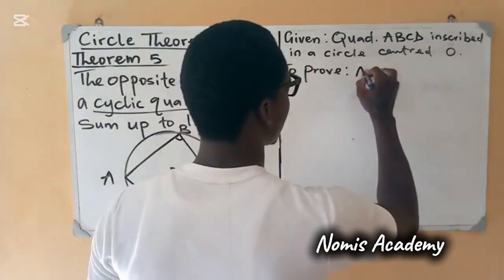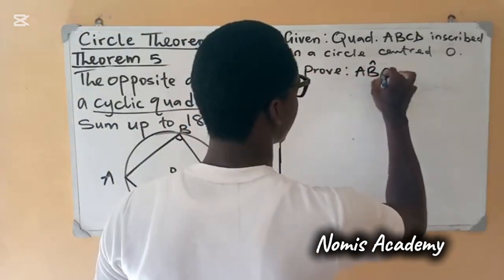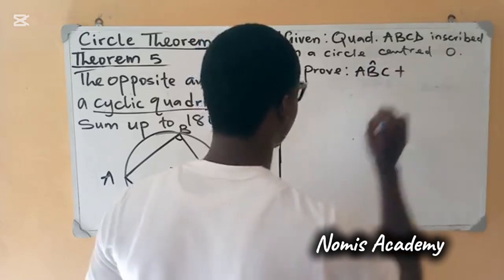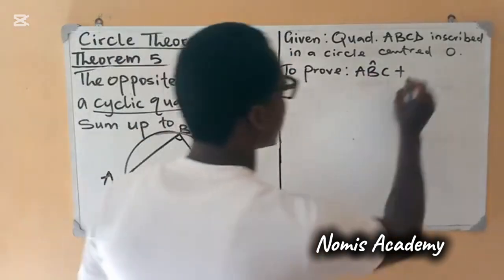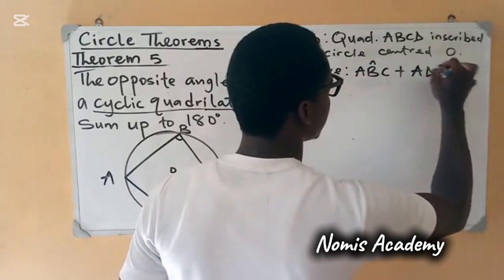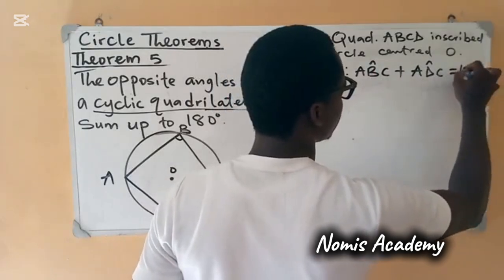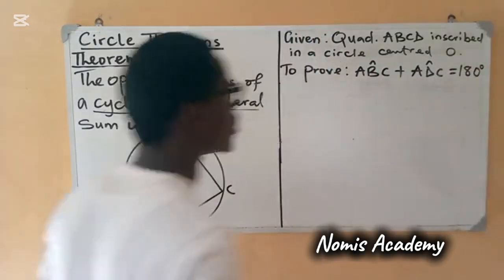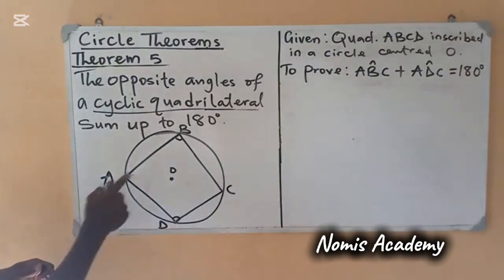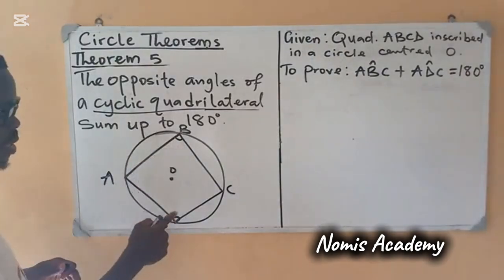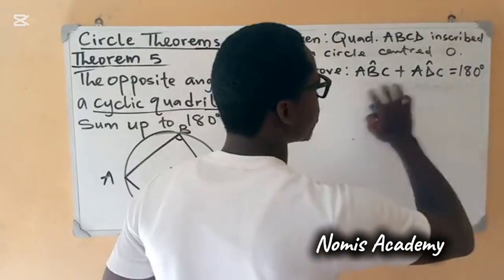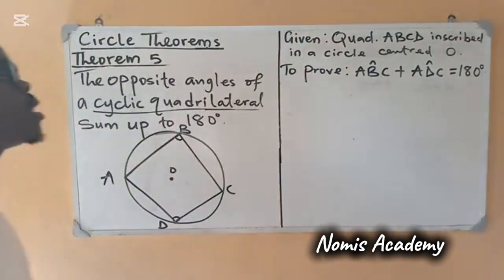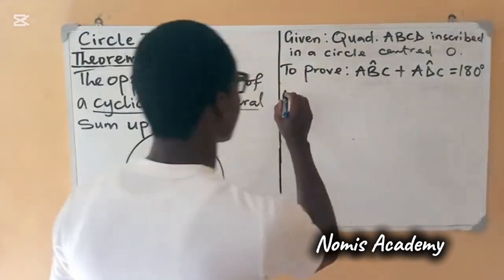angle ABC plus ADC sum up to 180 degrees. Okay, so we have to prove that angle at B and angle at D sum to 180 degrees. Okay, let's look at the construction.